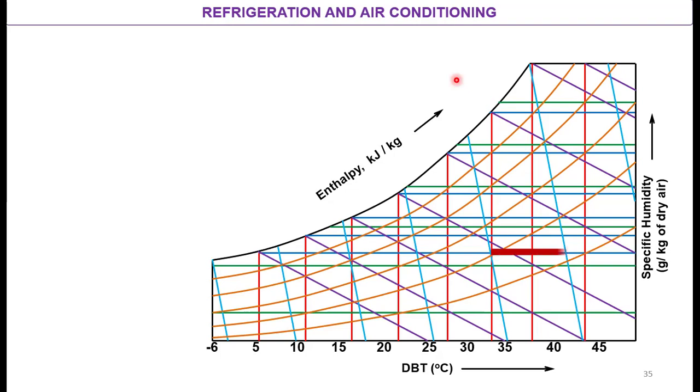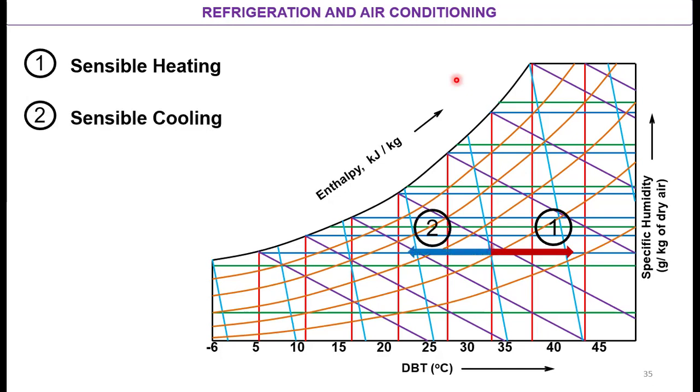We have discussed process number 1, sensible heating. Then we have seen the sensible cooling process as well in the opposite direction. We have also shown process number 3, which is nothing but the humidification. And I will keep the pointer at the same position. Is the pointer visible to you? Yes, sir. Right. So I will show you process number 4.